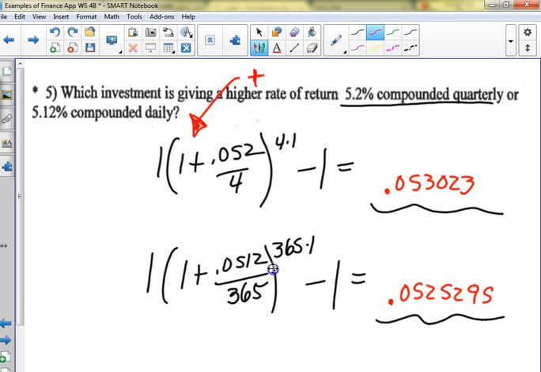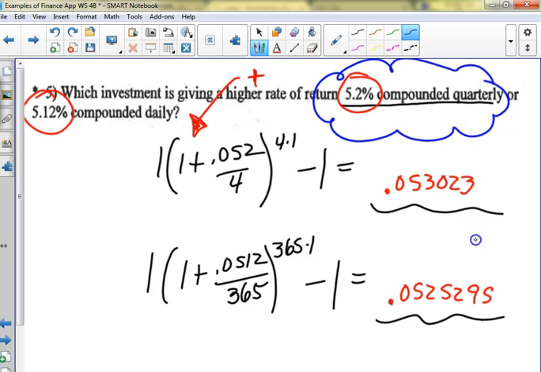This is compounded more often, but the rate is smaller. It was 5.2 and it went down to 5.12, okay? That's why you're not always sure. This is one, if I looked at that, I couldn't have told you which was going to be a better deal, right? I would have thought, well, this one's compounding a lot more often, but that one's a slightly higher interest rate. That's what this is for. It's comparing things that aren't apples to apples, okay? So now we figured out which is actually a little bit better. This one has a little bit higher rate of return, right?